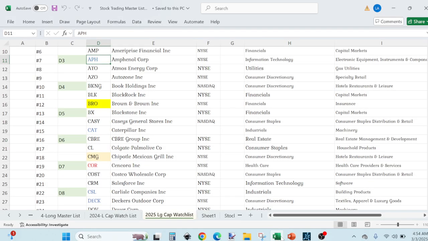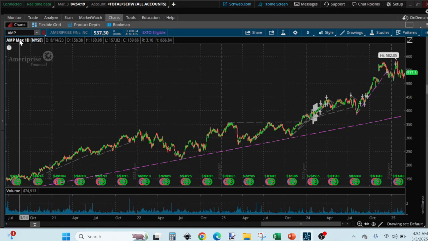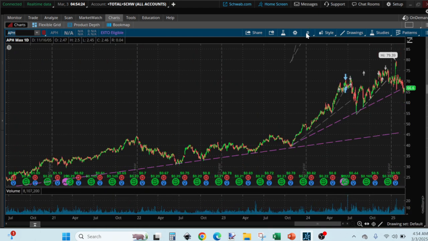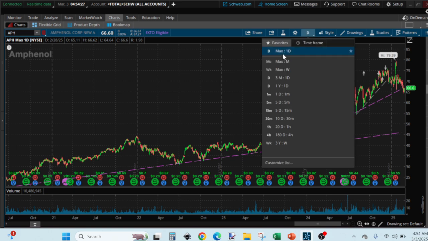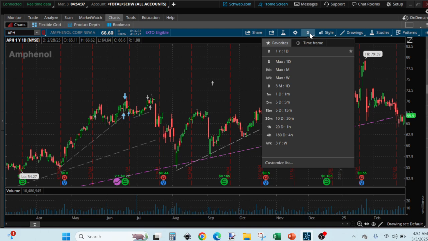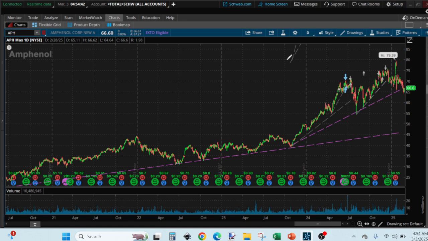And you can use daily charts. So the first one we are going to analyze is APH. You can use either the maximum daily chart or the 1 year daily chart. We are going to use the maximum daily chart so that we can have a bigger picture of the chart and see all our uptrend lines that we are targeting to buy that stock. Last time we purchased it was somewhere here and we sold it there. So it pulled back and then went up.